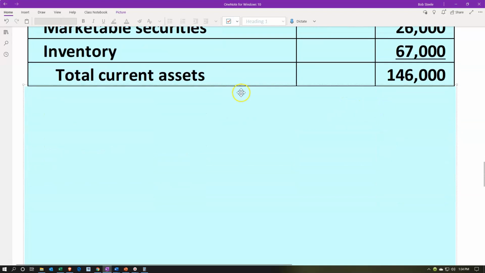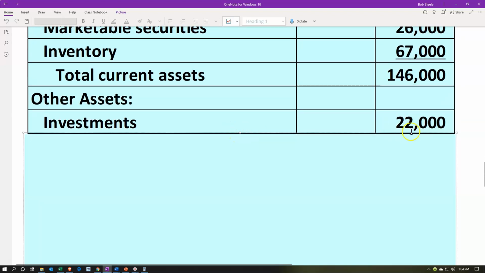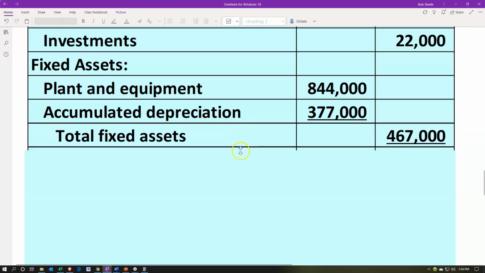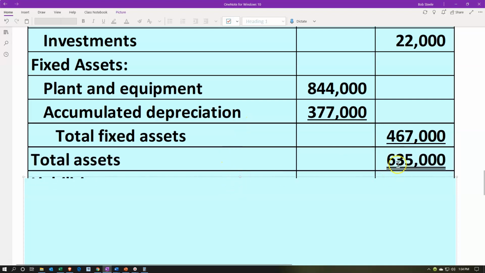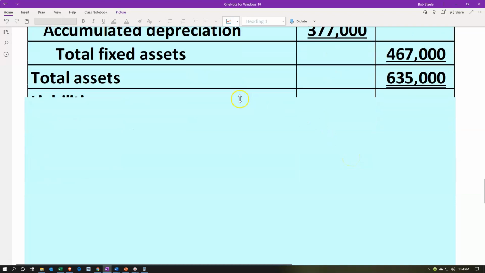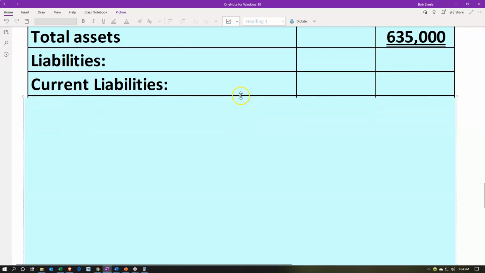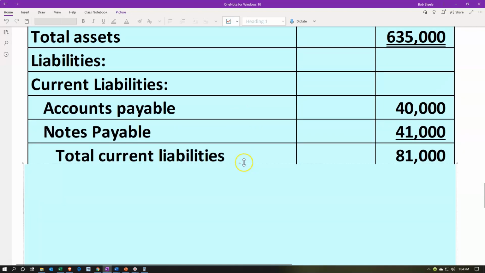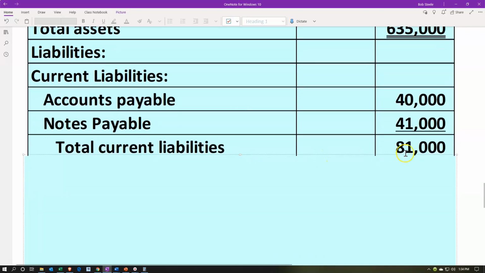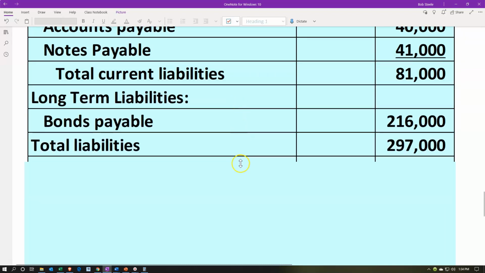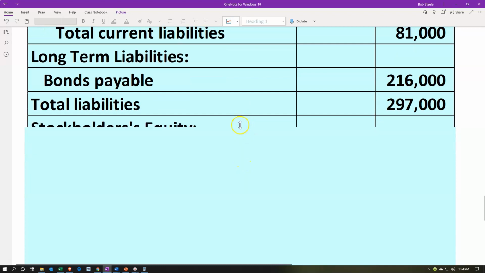And then current assets on the right, and then we're going to have other assets. There's the investment. Then we're going to have the fixed assets down below, bringing us down to the total fixed assets, and that gives us the total assets. And then liabilities and equity, instead of being to the right, will be down below. So we have liabilities, current liabilities, including accounts payable, notes payable. And so those are going to be those items. And then we've got the long-term liability, the bonds payable, total liabilities.